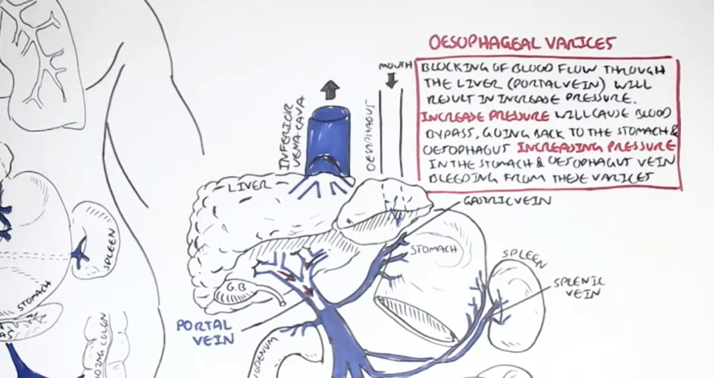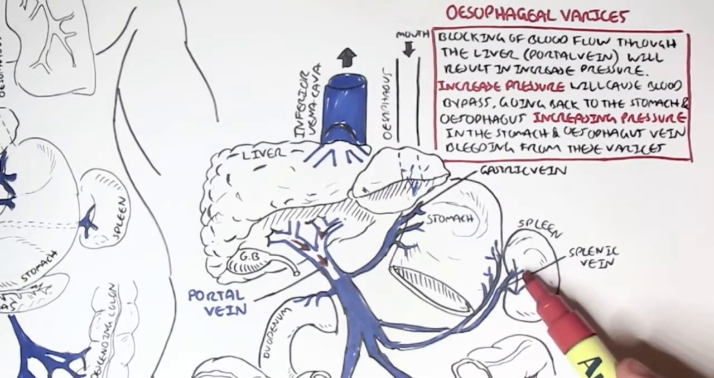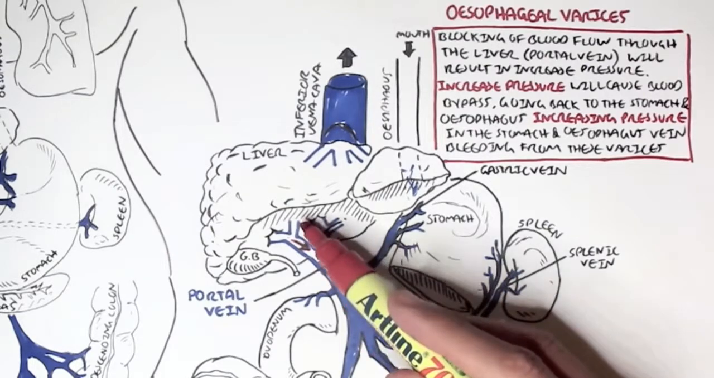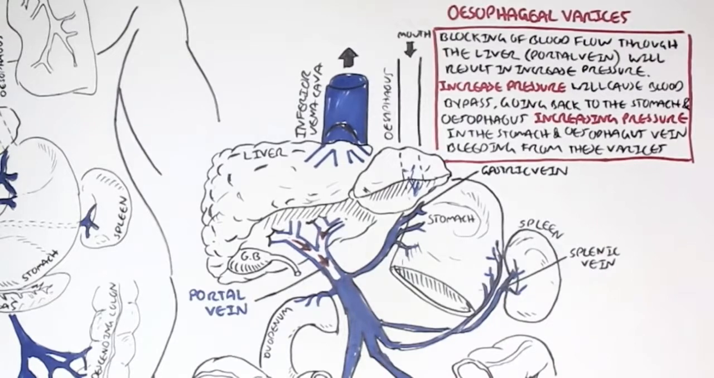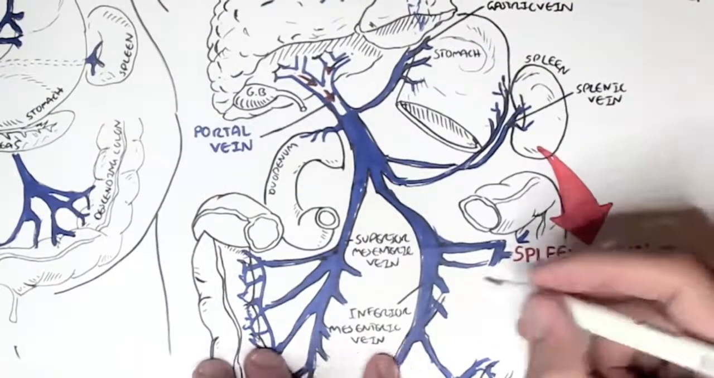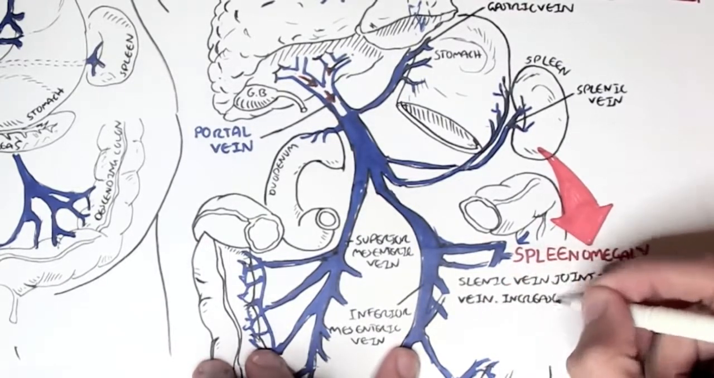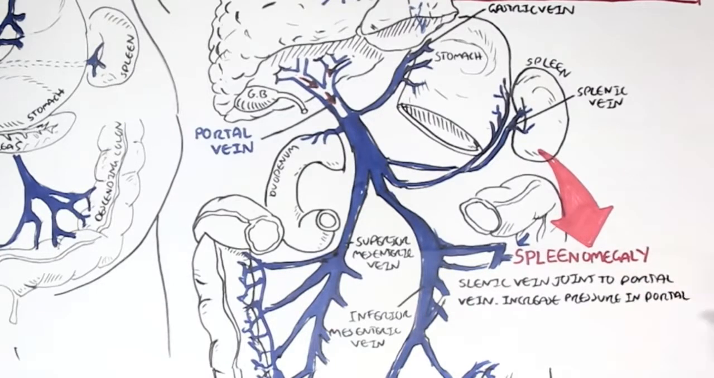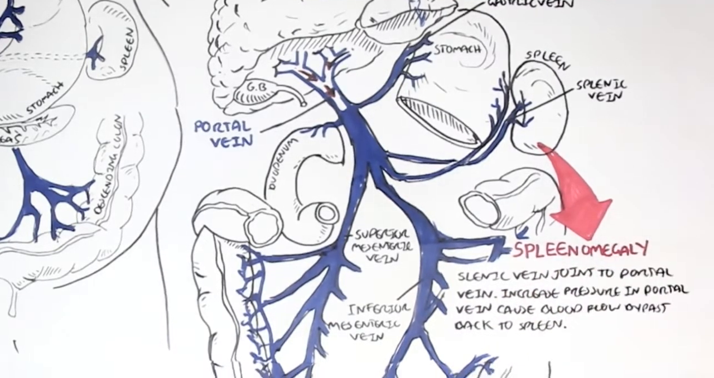The splenic vein also normally carries blood to the liver via the portal vein, and so portal hypertension can cause blood flow back to the spleen, causing enlargement of the spleen, also known as splenomegaly. So splenic vein joins to the portal vein. Increase in pressure in the portal vein, as in portal hypertension, will cause blood flow bypass back to the spleen.